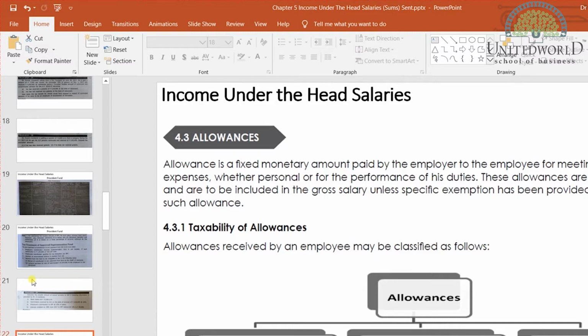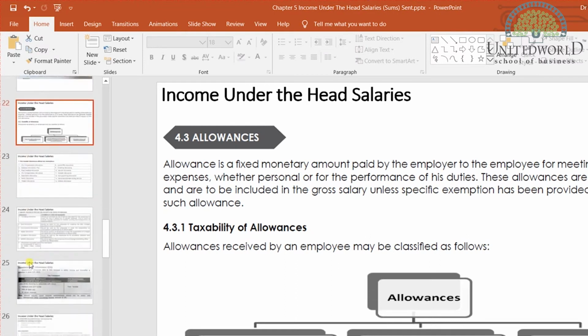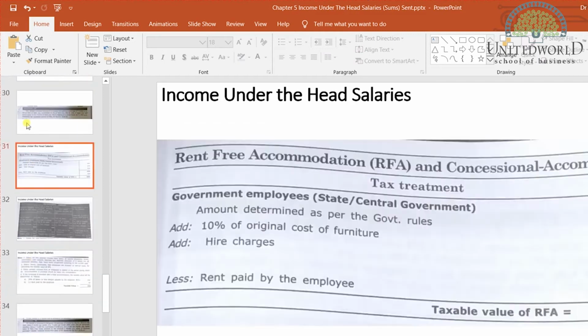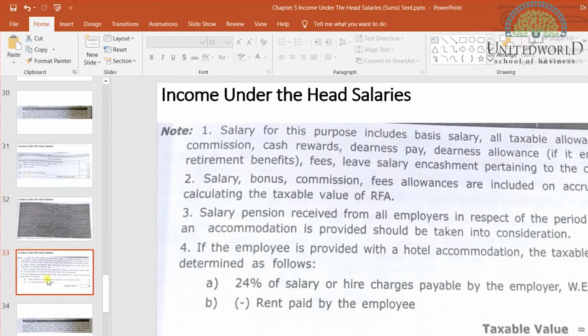Then the different allowances. We can classify these allowances under three different categories, that is the fully taxable without any exemption, then the specific allowances that are fully exempted, and the third category, that is some amount is taxable and the rest of the amount is tax free, that is partially taxable. Let's move ahead. I'm going to share these slides with you, so you will have an idea of how much we have covered, right?